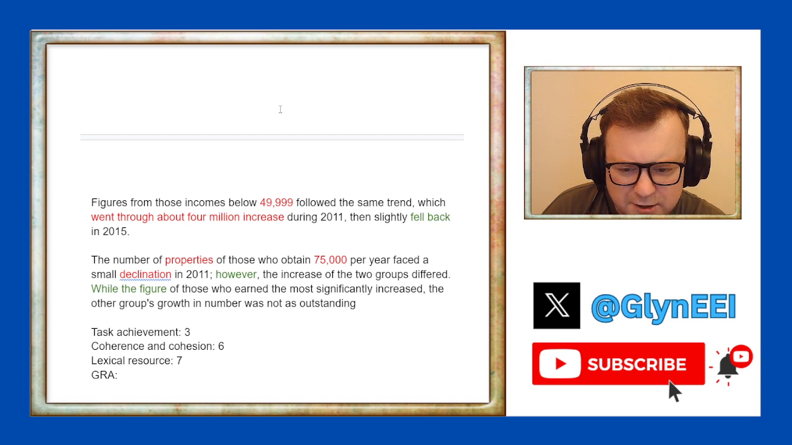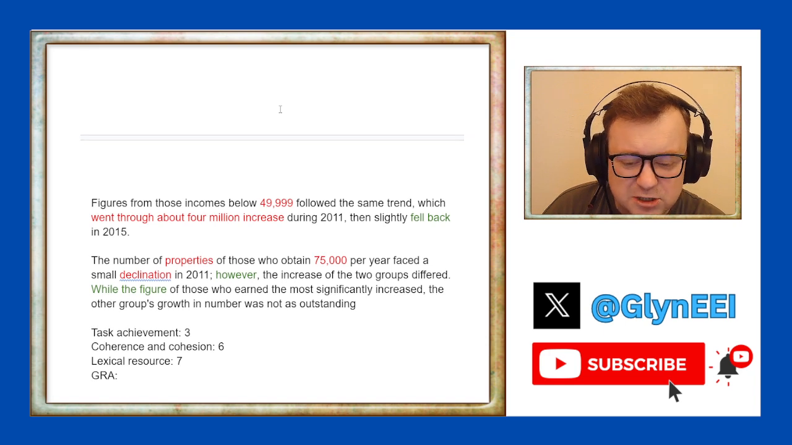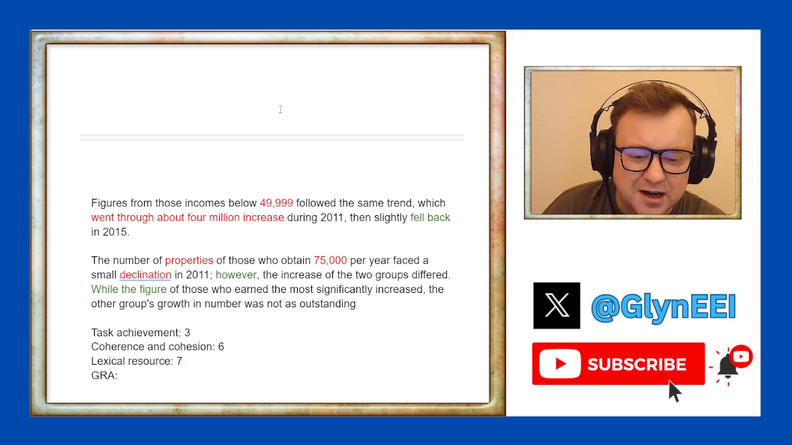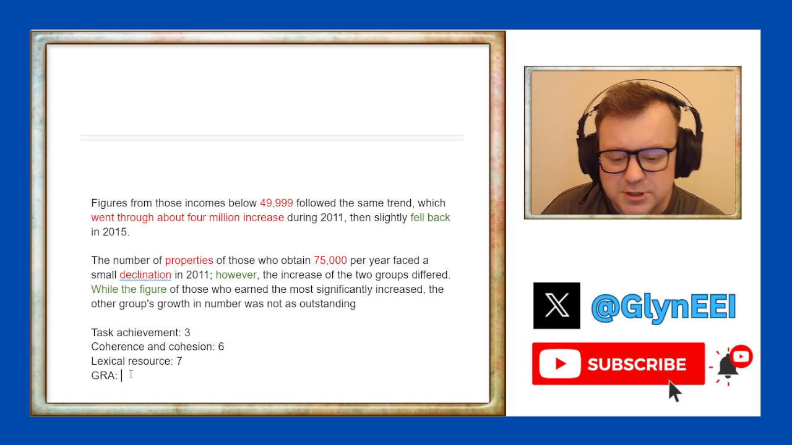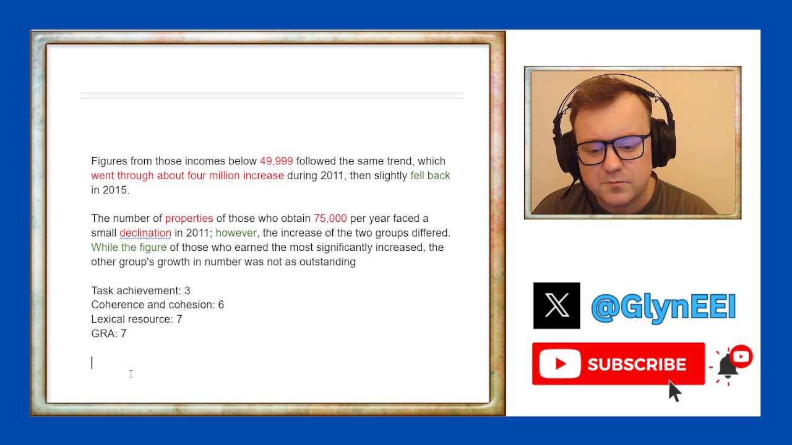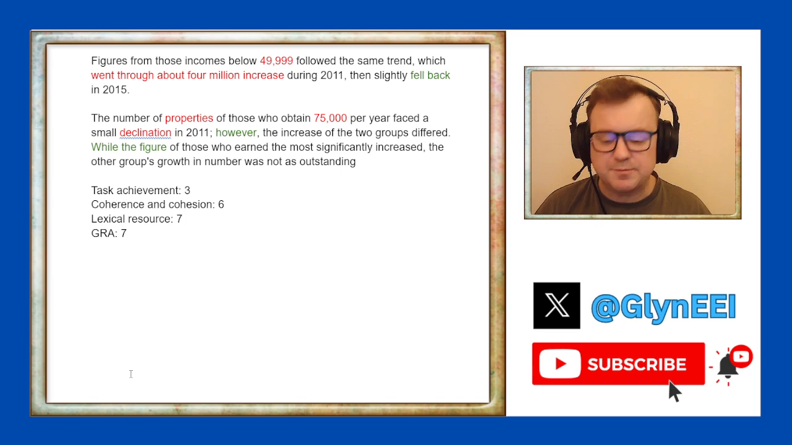Yeah, so grammatical accuracy is good, and there's a decent range. We do have a good range of sentences and a nice, not mind-blowing, but a nice range of structures. So grammatical range and accuracy also 7. So the candidate might look at this and might be depressed, right?